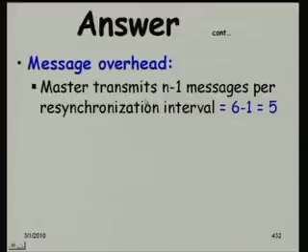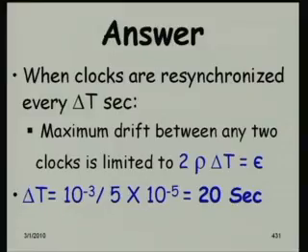The master needs to transmit n minus 1 messages per resynchronization interval. So, was the calculation all right in the previous slide? Some of you were mentioning something. Yes? 10 to the power minus 3 by 5 into 10 to the power minus 5. So, 100 by 5, divided by 2. Okay, 2 is there. Okay, yeah, right.